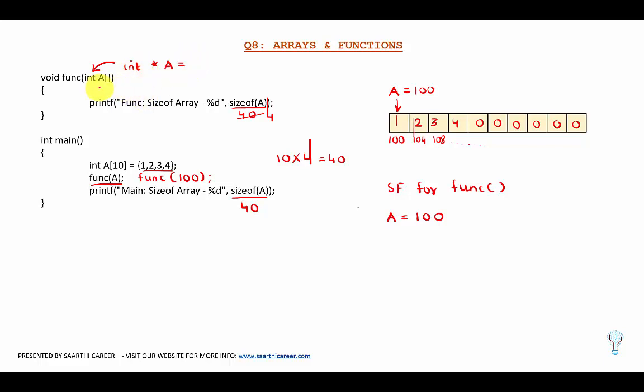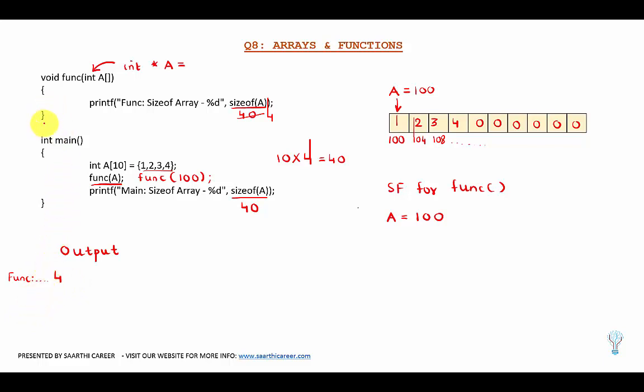So this is just an indication of the starting address of the array, but the equivalent statement is just like a normal pointer to an integer, and hence when we do size of A here, what we are doing is size of the pointer variable, and since we know that the pointer also occupies 4 bytes for a 32-bit compiler, size of A is going to print nothing but 4. It's going to print func and the size of array, and the output is going to be 4.